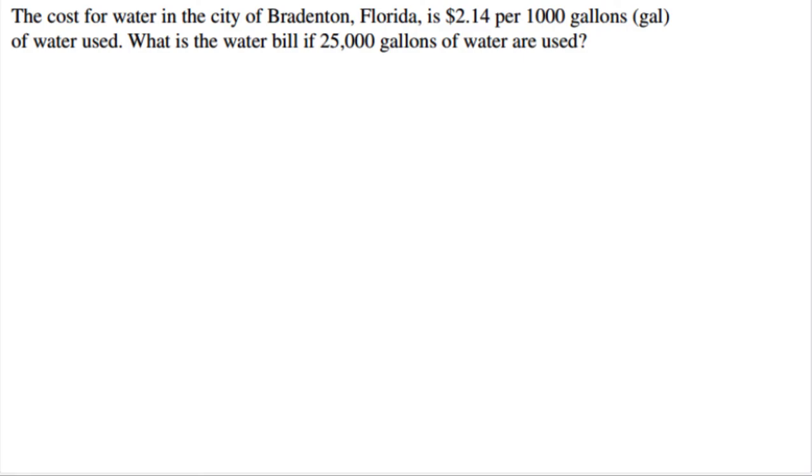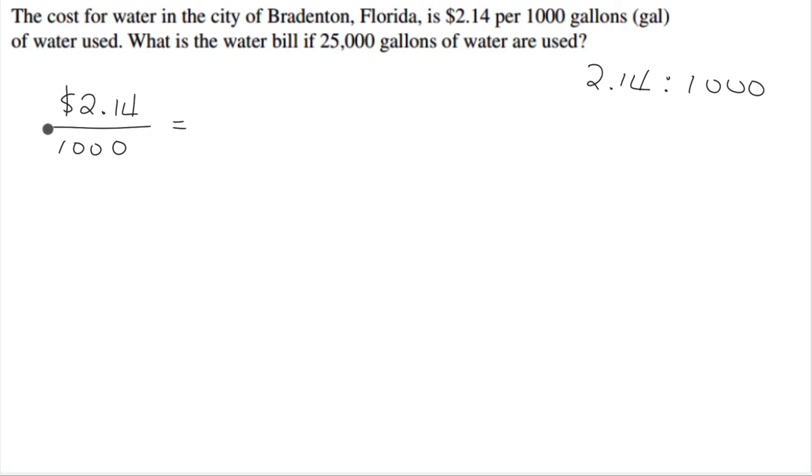So we are given the ratio between the money, how much you are paying, and how many gallons of water you are using, right? So we can use the proportion of $2.14. This is money, how much you are paying, for how many gallons of water? 1,000 gallons. So this is the ratio. It's like $2.14 per 1,000, right? So you can use this proportion.